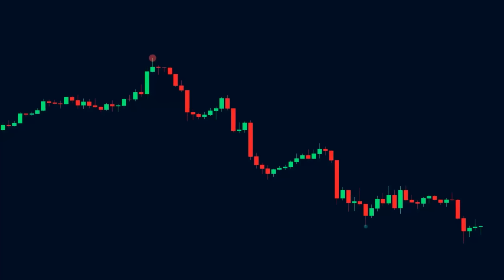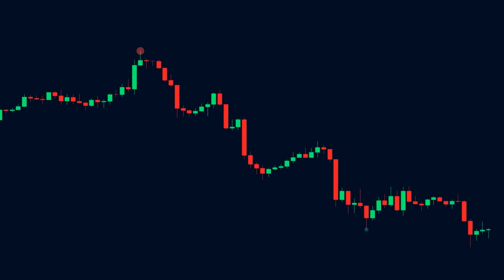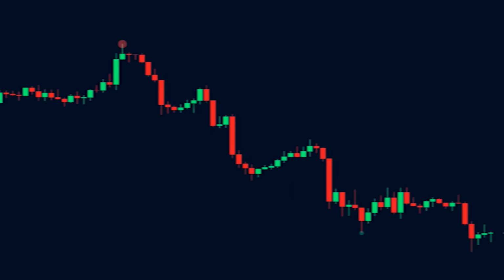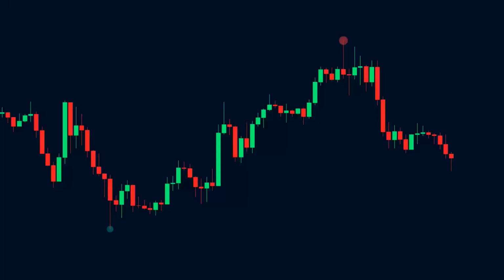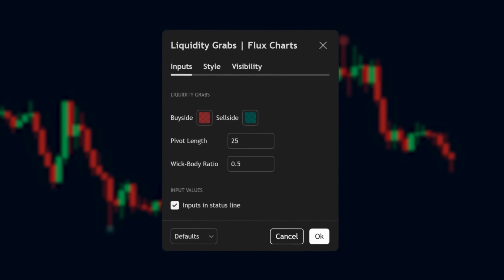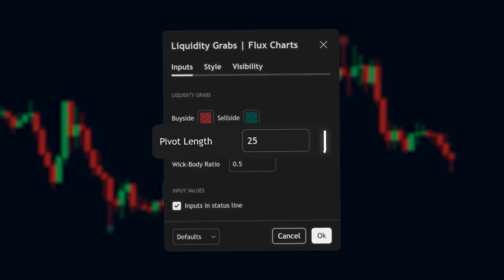And that's the power of this tool. No more guessing. No more squinting at charts, wondering if that wick counts. The indicator does the work for you in real time the second the liquidity grab happens. But let's break it down, because this indicator isn't just printing bubbles at random. You've got full control over the logic that defines a liquidity grab. The first setting is pivot length.